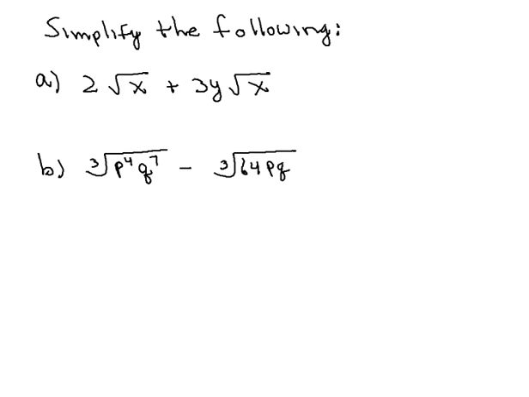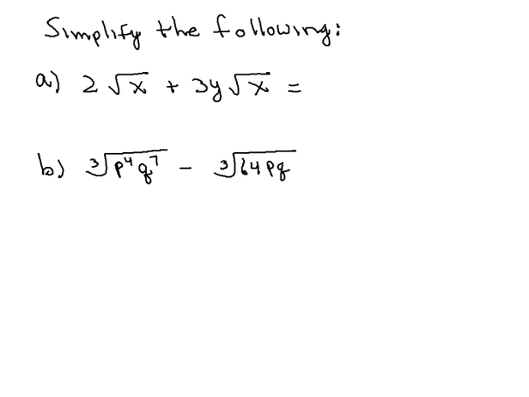Now our next couple of examples will be just a little bit different than the ones we've just looked at. And the first one we have is 2 times the square root of x plus 3y times the square root of x. And I think you'll agree with me that these are like radical terms, but the difference here is that the coefficients are not like terms. So that poses a bit more of a challenge in terms of simplifying this.